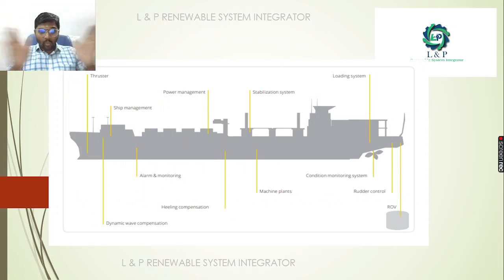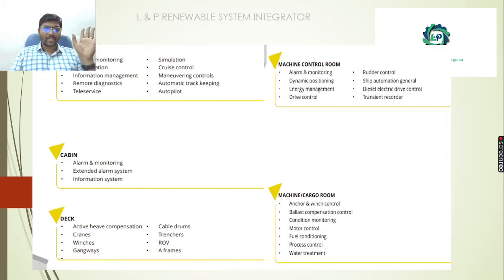So this is an overview of a ship. In our ship we have so many automation equipment, especially ship management, alarm monitoring, condition monitoring system, rudder control, ROV, stabilization system, thrusters, everything we are controlling in the ship. In the bridge alone, we are doing alarm and monitoring, simulation, cruise control, and autopilot mode. Even in the cabin, we have an information system, extended alarm and monitoring system. On the deck, we have trenches, ROVs, winches, gangways.